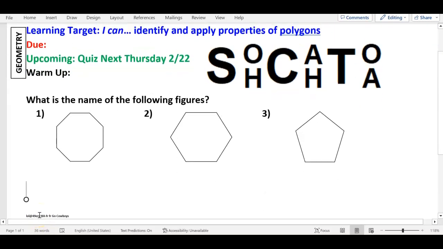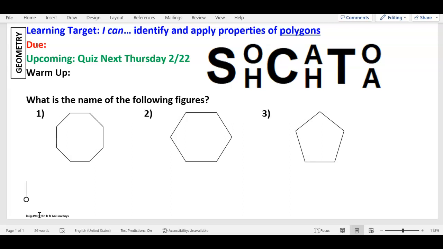This is what we're doing. Okay, we're going to identify and apply properties of polygons. It's a new unit, unit 7. We're going to do one more small little unit before the end of the 9 weeks, before we get to the last 9 weeks.